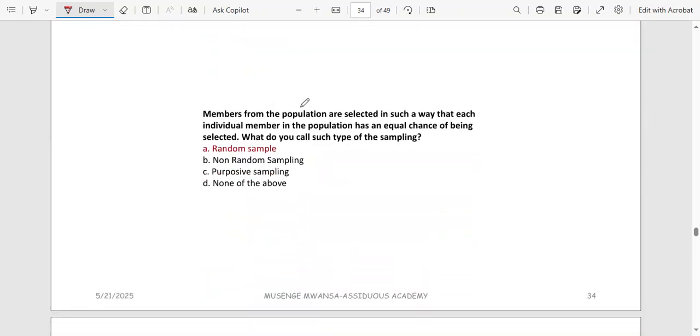Members from the population are selected in such a way that each individual member in the population has an equal chance of being selected. What do you call such a type? So now it's random sampling, but to be specific, it is simple random sampling.